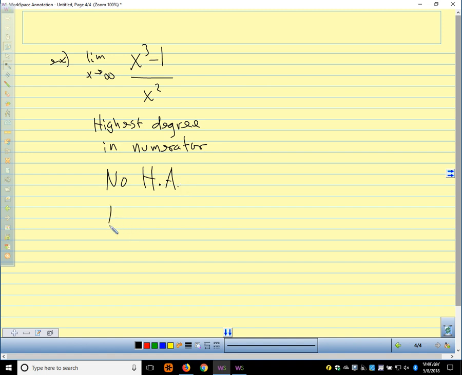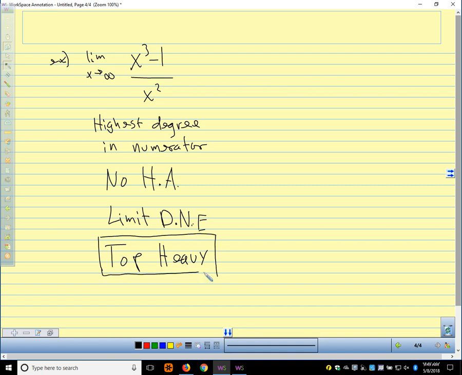So this tells us that the limit does not exist, because the function keeps getting bigger and bigger, or smaller and smaller. If we had a slant asymptote, the function eventually follows a line. So it gets bigger. We call this top heavy. So for a top heavy function, the limit does not exist, because there's no horizontal asymptote.